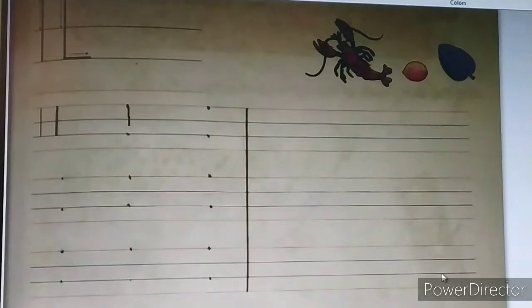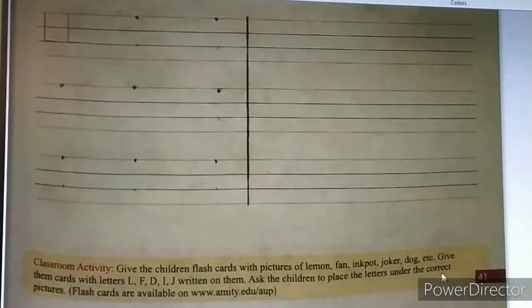So from pink line to second blue line, you have to make a standing line. But your standing line should be straight. Again one more time, from pink line to second blue line we will write small l. Small l. L says lobster. L says lemon. L says leaf.